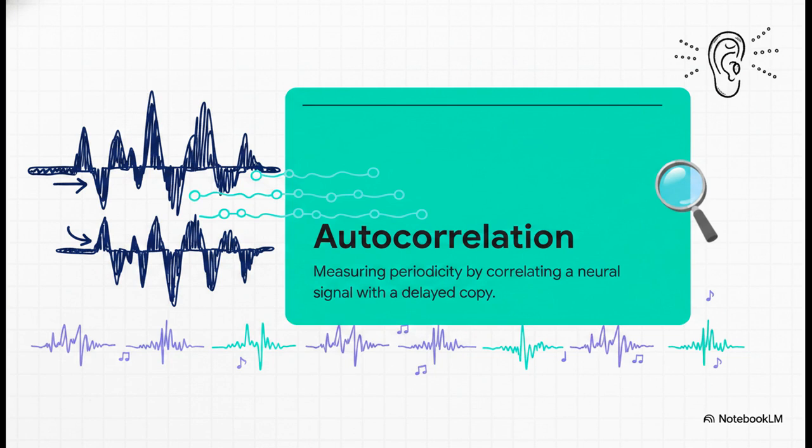Now, this is a mathematical process of measuring periodicity by taking a neural signal and correlating it with a delayed representation of itself. I know that sounds complicated, but just imagine taking a piece of pattern fabric, making a duplicate of it, and then sliding that copy over the original until the patterns perfectly align. The exact moment they align, you found the repetition rate.